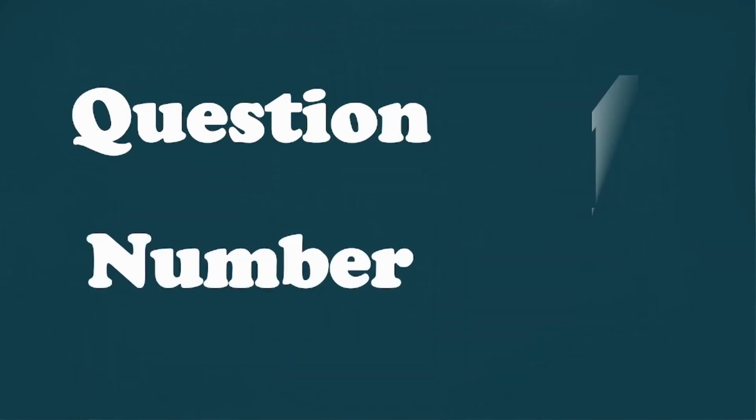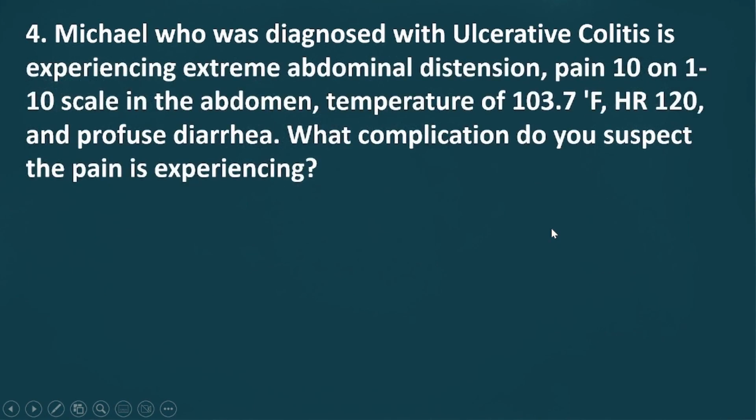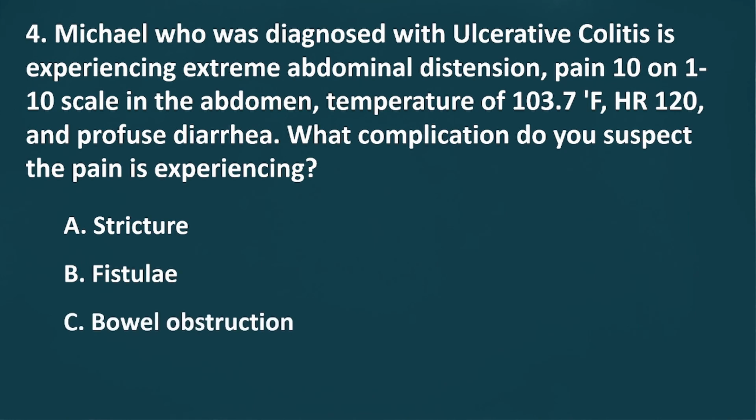Question number 4. Michael, who was diagnosed with ulcerative colitis, is experiencing extreme abdominal distension, pain scale of 10 out of 10 in the abdomen, temperature of 103.7 degrees Fahrenheit, heart rate of 120 beats per minute and profuse diarrhea. What complication do you suspect the patient is experiencing? A. Stricture. B. Fistulae. C. Bowel obstruction. D. Toxic megacolon.